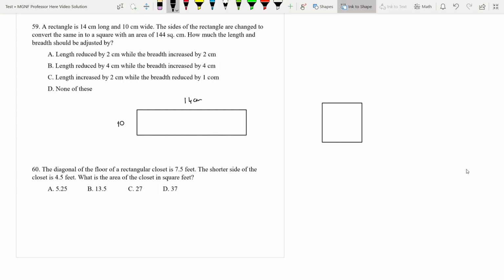How much should the length and breadth be adjusted? The area of the square is 144, which means a square is equal to 144, so the side of the square is 12. Each side should be 12. So the length should be reduced by 2 and the breadth should be increased by 2 cm. So option A is the answer.